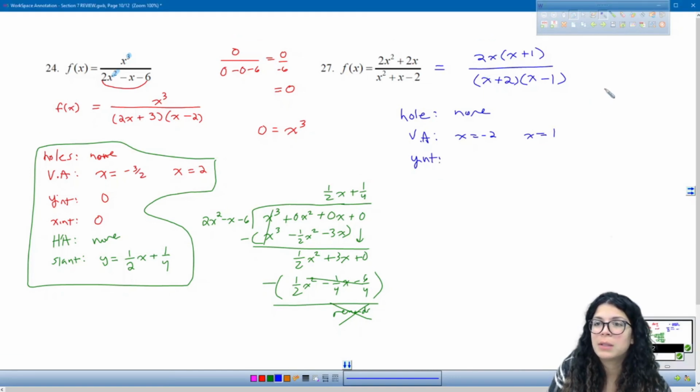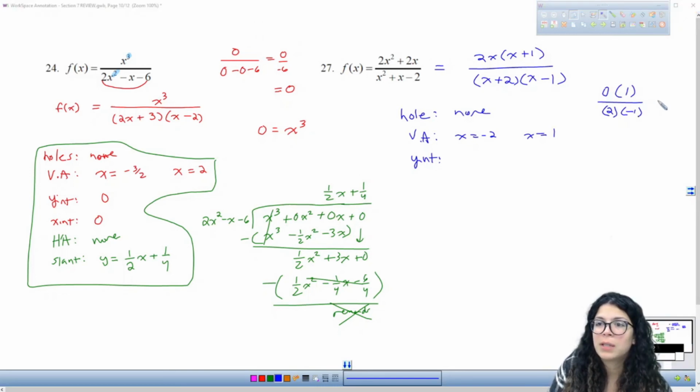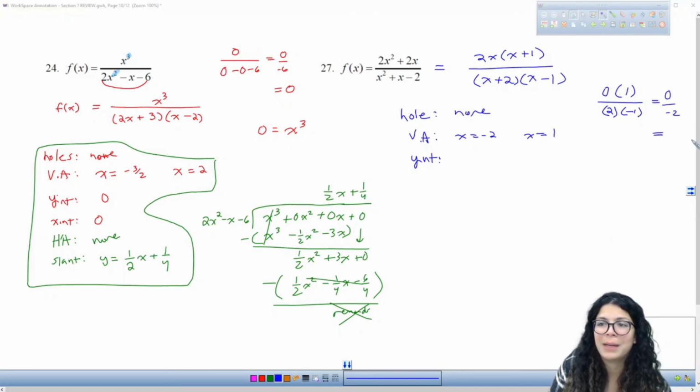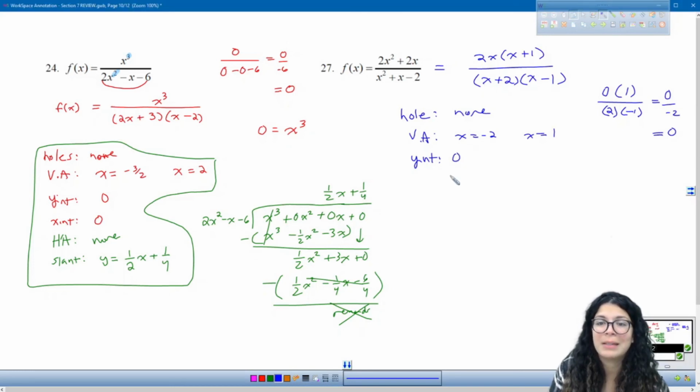Next up, for our y-intercept, we're going to go ahead and set the x value to be 0, right? So 2 times 0 is 0, 0 plus 1 is 1, 0 plus 2 is 2, 0 minus 1 is negative 1. So we have 0 times 1, which is 0, over 2 times negative 1, which is negative 2. 0 divided by negative 2 is 0. So the y-intercept is 0.